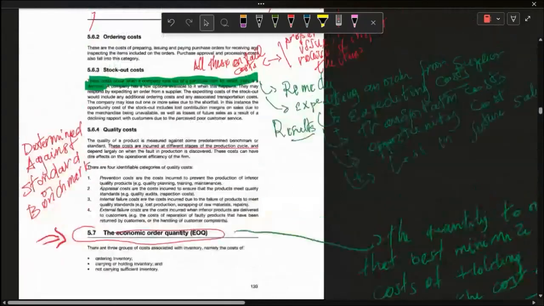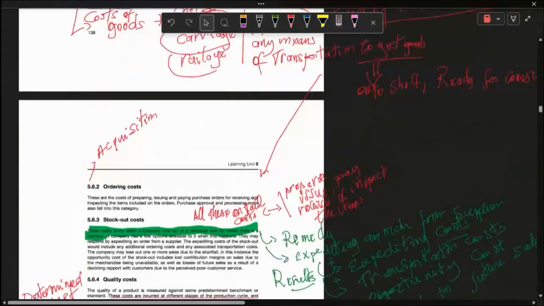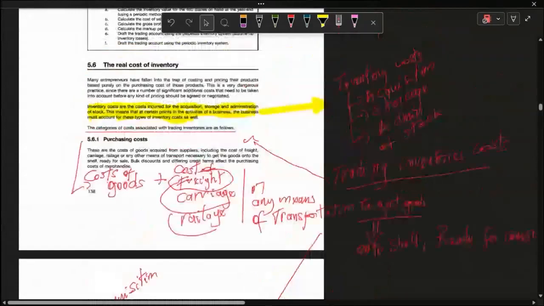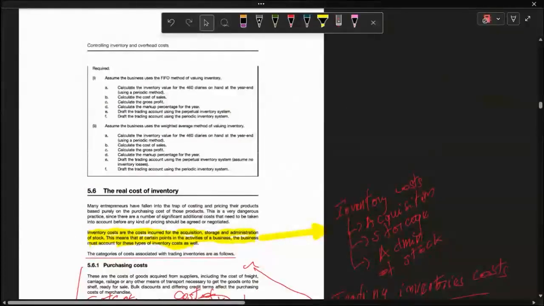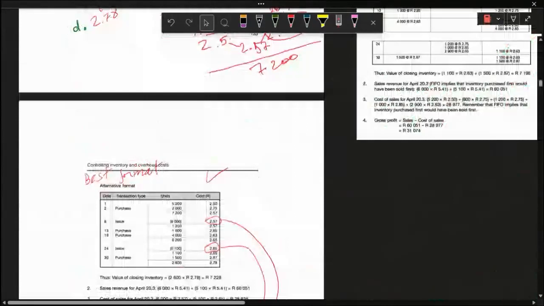Perfect. And this is just some of the costs that are involved: quality cost, stock out cost, ordering cost. We've just spoken about the ordering cost. The cost of purchasing: there is a cost of purchasing goods. It's the cost of the goods we are purchasing plus the cost of freight, carriage, and railage. This is just a little bit of theory so that you understand all the costs that are involved when we are dealing with inventory. So I'm going to finish with the one and only.